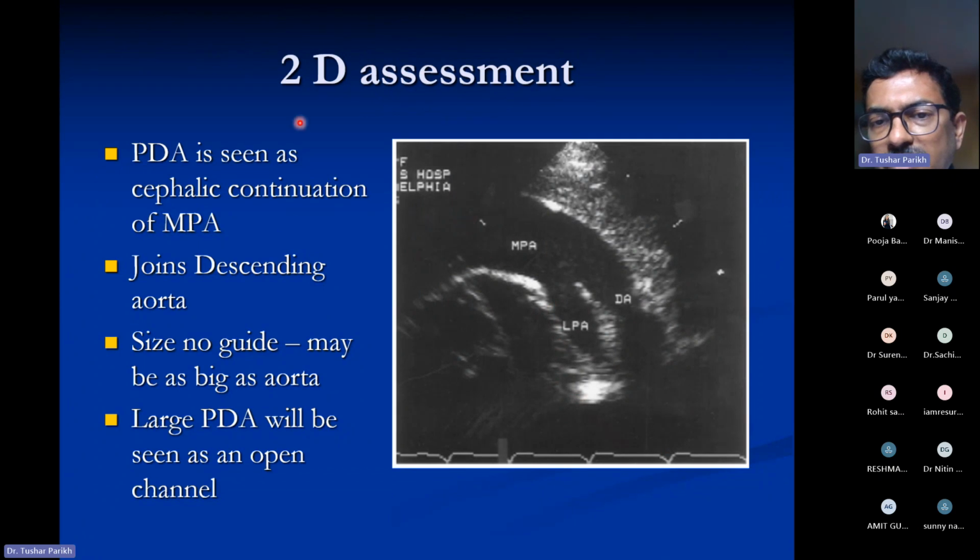So basically, as I said, the PDA is seen as a cephalic continuation of the main pulmonary artery. It joins the descending aorta. The size of the PDA is not a good guide to decide whether it is a PDA or any other vessel, because sometimes the PDA can be as large as the aorta, so don't go just by the size of the vessel. It is not true that the smaller vessel is the PDA. Sometimes the PDA can be as big as the aorta, and a large PDA will be seen as an open channel.